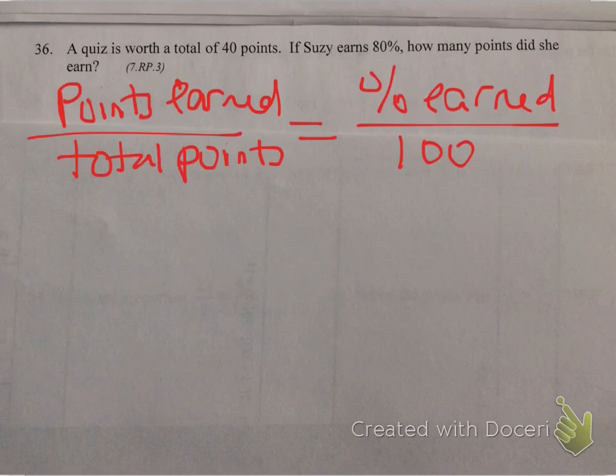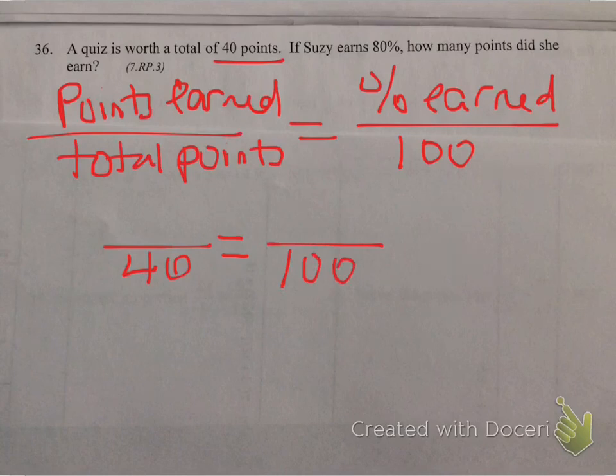Okay, so the quiz is worth 40 points. That would be the total points. And we want to know, this is always 100 because the best percent is 100. If Susie earns an 80, how many points did she earn? So what's going in the grade book when it's at a 40? This is a 40. Sorry, that's sloppy.